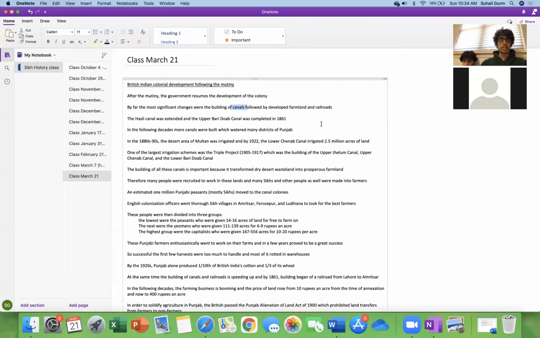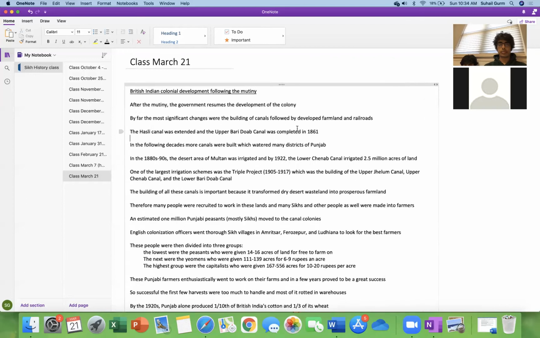And just some examples. You don't have to know all of these. I just included a little bit of it. The Hasli Canal was extended. The Upper Bari Doab Canal was completed in 1861. There was even more, like this PDF reading book even talks about them. I didn't put all of them in there. It's not important to remember all the names, but there's so many of them. The first page mentions a lot of them. So many new districts of Punjab, water was brought to all of them from these.